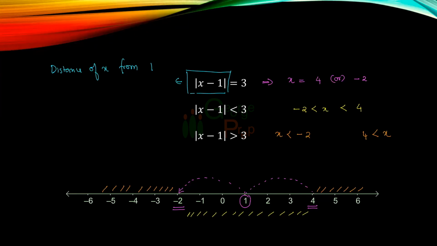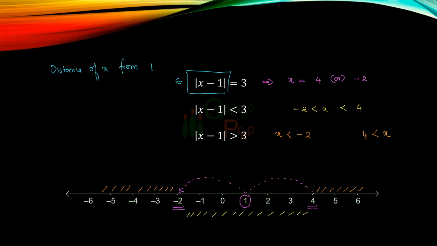So if we say the distance of x from 1 is 3, then from 1, x is 3 units away, right? So I can go 3 units to my left. If I do that, I will land at minus 2. If I go 3 units to my right, I will land at 4. On the basis of that, I can say x has to be either 4 or minus 2. When I look at the next one, which again means distance of x from 1 is less than 3, we know that these are the boundary points for the distance being 3. So if it has to be less than 3, then it has to be within the boundary points, right? So on the basis of this, I can say x should be within minus 2 and 4.